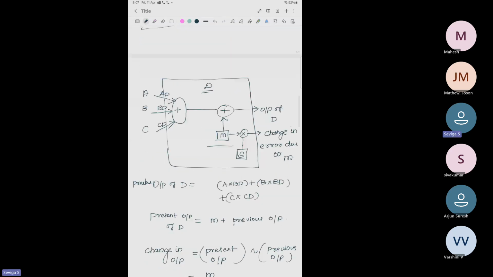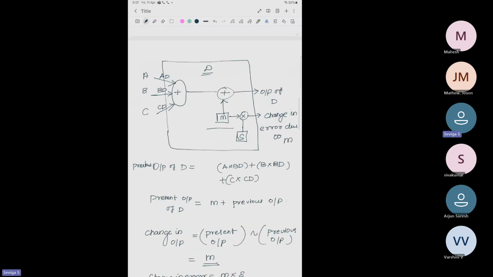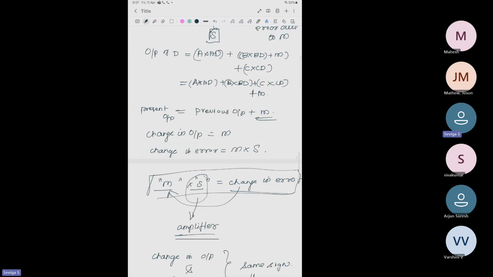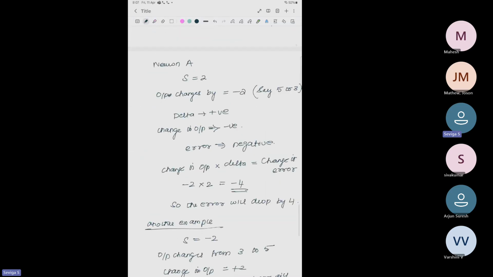And we saw how it is changing. We can bring out the change in error either by changing the output or by changing one of the inputs. And we saw that to reduce the error, the sign of the change in output must be opposite to that of the delta. If they are the same in sign, then the error will increase. But they have to be in opposite signs for the error to be reduced.